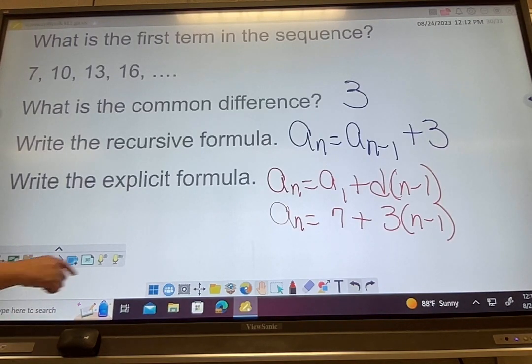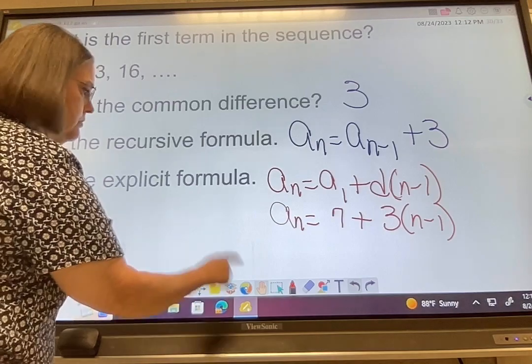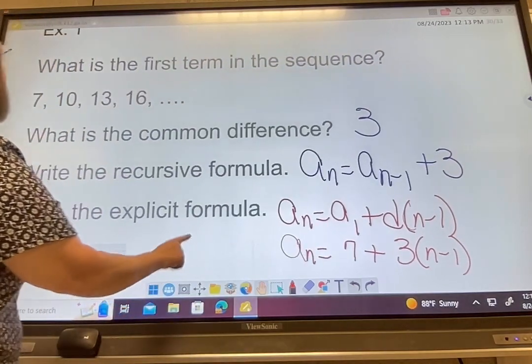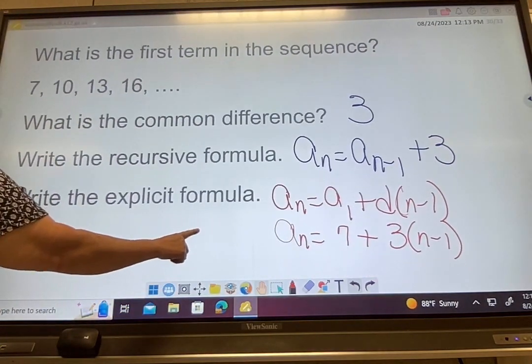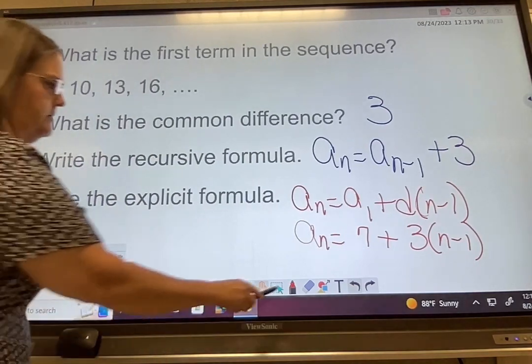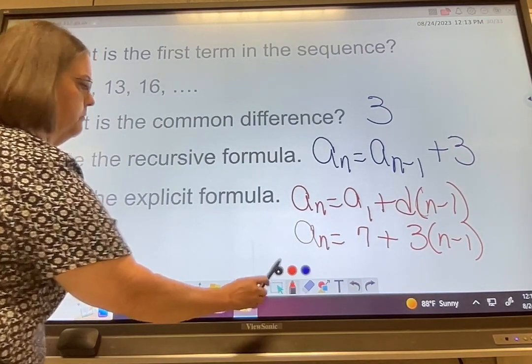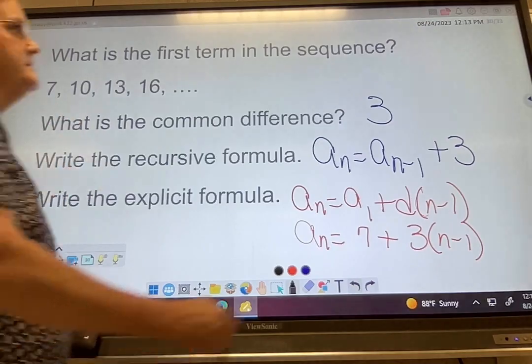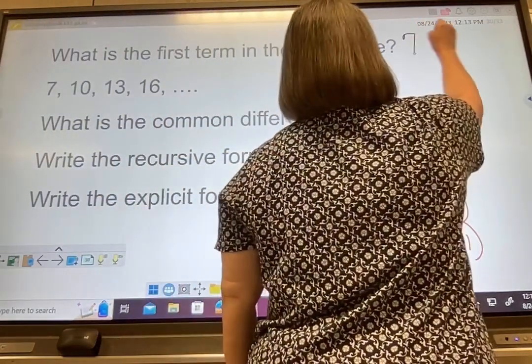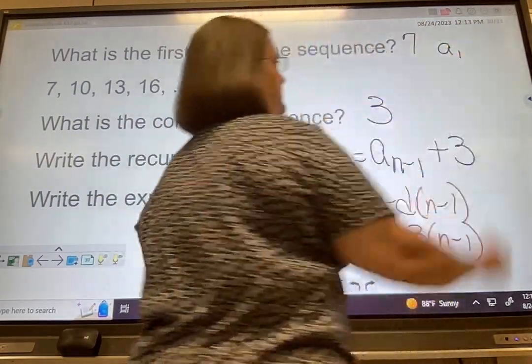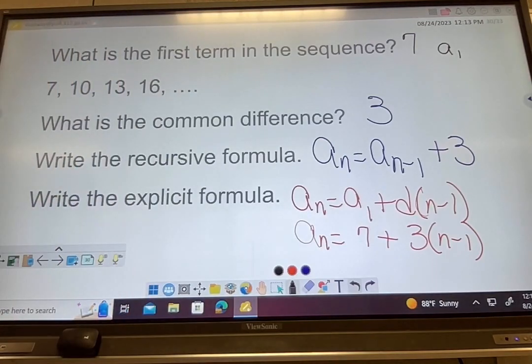Okay, now I want to work on this one. This is an example. What is the first term of this sequence? And I did not write that down earlier, but we'll do it now. The first term is 7. Remember, that's my a sub 1. What is the common difference? I'm adding 3 each time.